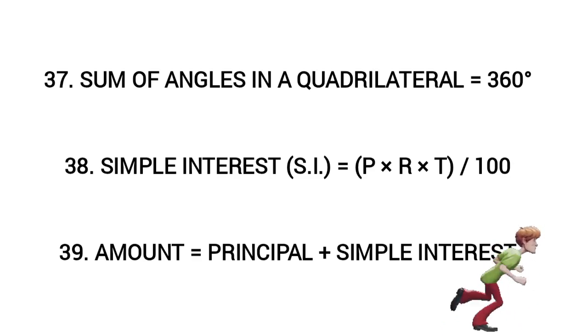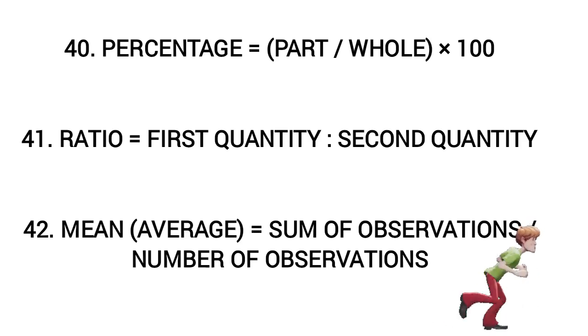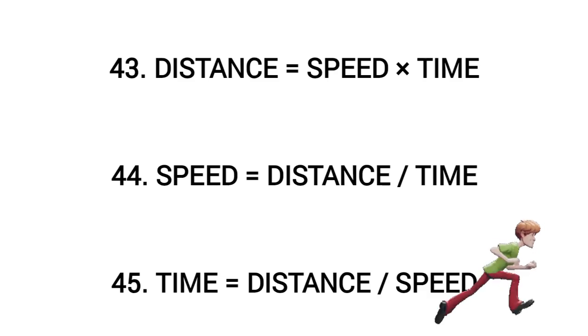Simple interest is P times R times T divided by 100, and also amount equals principal plus simple interest. Percentage is a part over whole times 100. Ratio is the first quantity to the second quantity. Mean is the sum of the observations all over the number of observations. All these are needed in your exam.